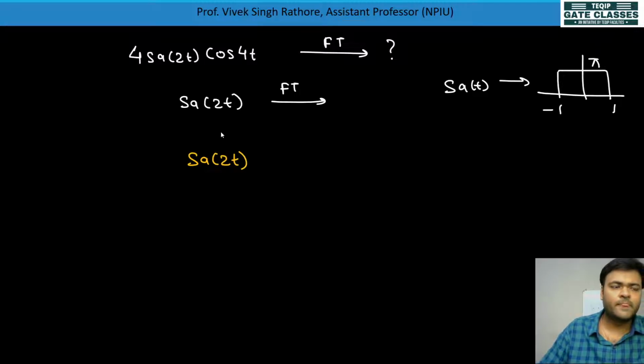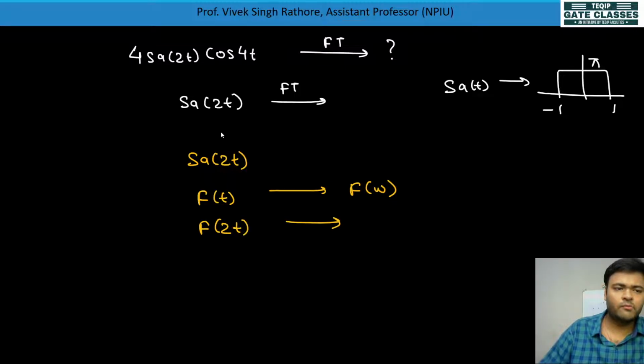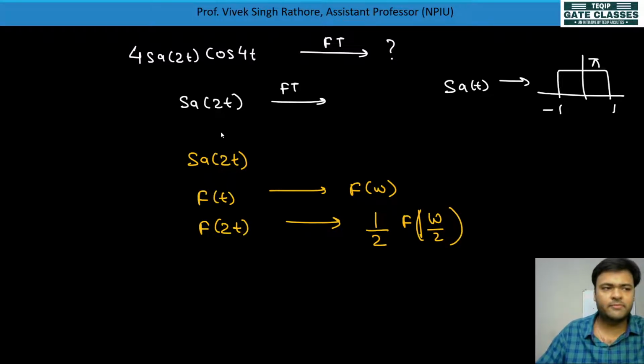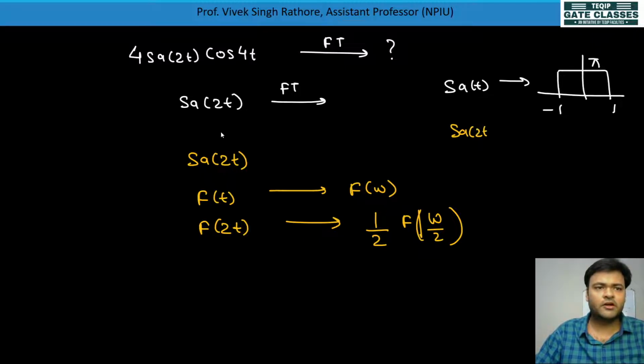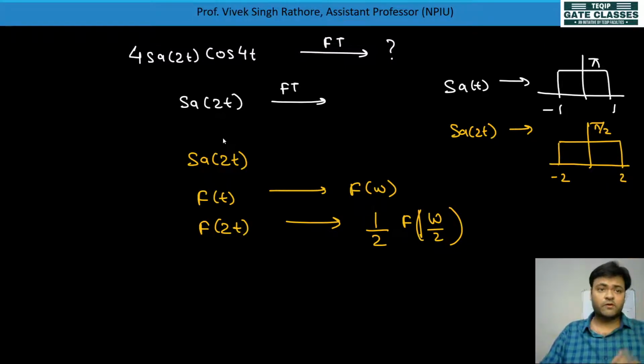So you know that whenever the Fourier transform of f of t is f of omega, and if you are doing f of 2t, then what will happen is 1 by 2 f of omega by 2. This means compression in the time domain will lead to expansion in the frequency domain. So here, sampling of 2t means compression in the time domain, so in the frequency domain there will be expansion. How much expansion? 2 times, so the range will be minus 2 to 2, and the magnitude will reduce by half. This is the Fourier transform for sampling of 2t.